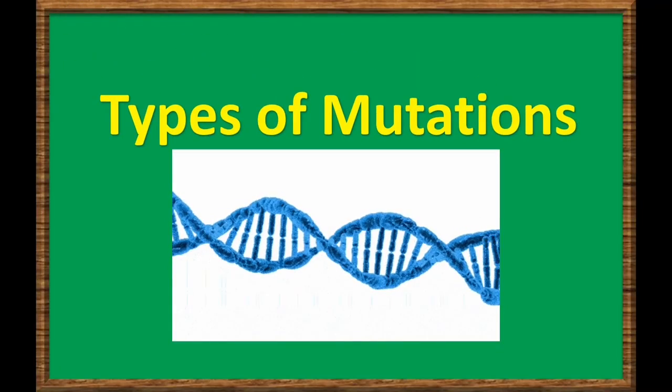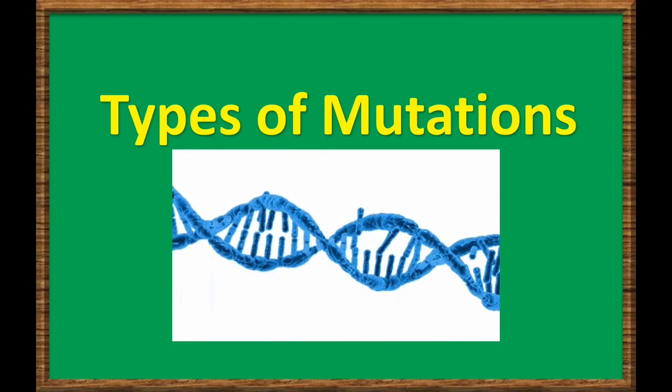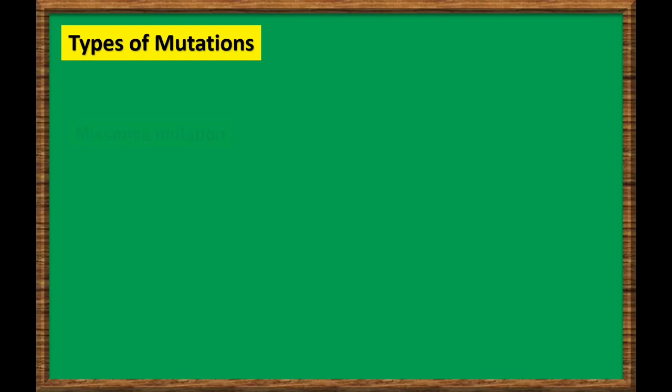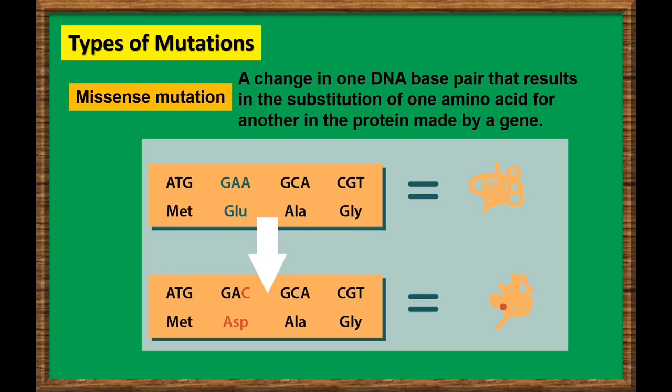The DNA sequence of a gene can be altered in a number of ways. Here are the types of mutations. Missense mutation. This point mutation is a change in one DNA base pair that results in the substitution of one amino acid for another in the protein made by a gene.